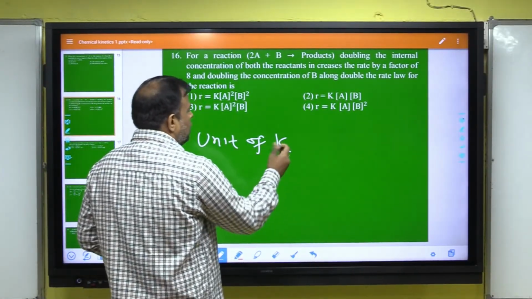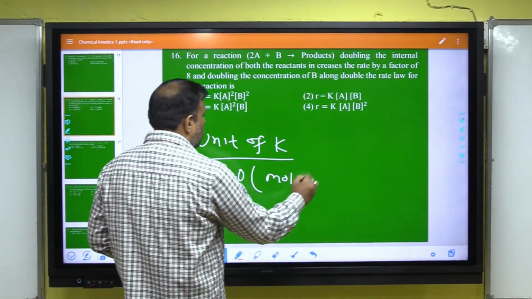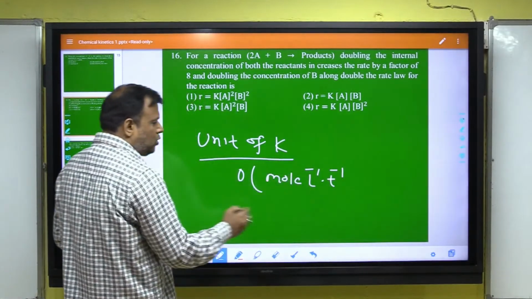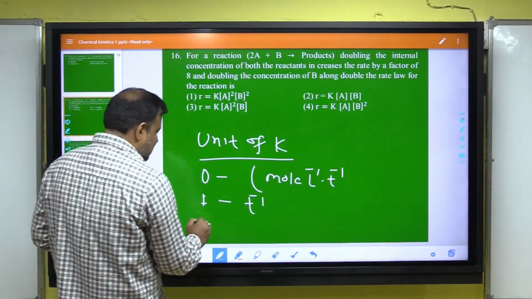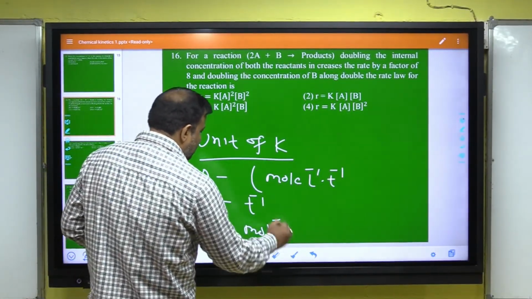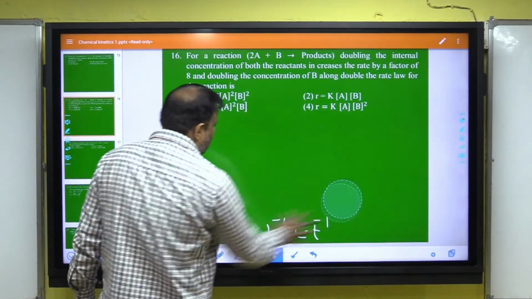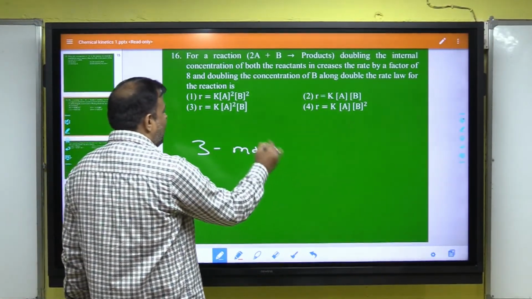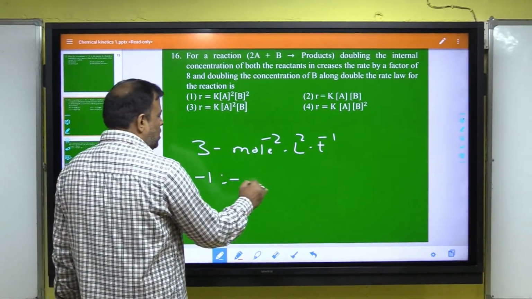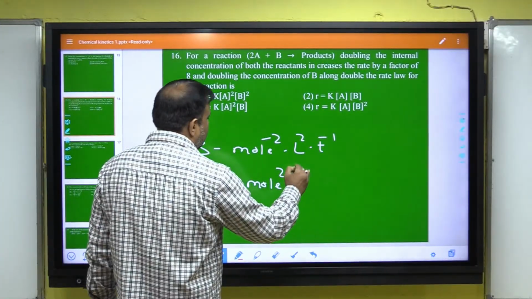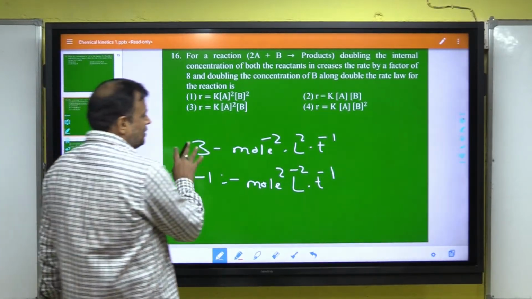Now, unit of K, look at both. For 0 order, unit of K is mole per liter per time, equal to rate. In case of first order, it is time inverse. In case of second order, mole inverse liter into time inverse. Clear? In case of third order, mole to the power minus 2 liter square into time inverse. In case of minus first order, mole to the power 2 liter to the power minus 2 into time inverse. Clear? Again, listen.